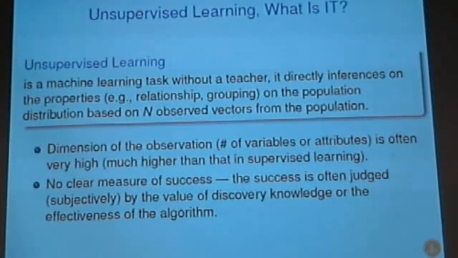Okay. So the success is often judged subjectively by the value of discovery, so the effectiveness of the algorithm really depends on that. So oftentimes, unsupervised learning calls for running several different methods and seeing if there's some kind of intersection, I mean, a common outcome from different methods. Usually we want to do that.